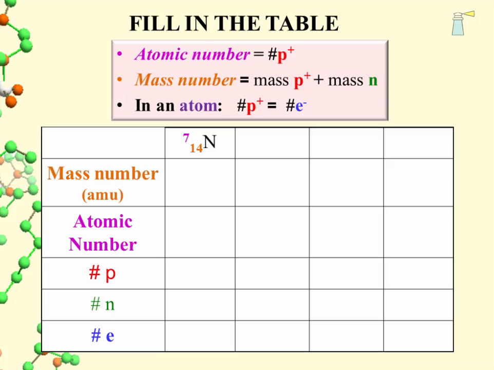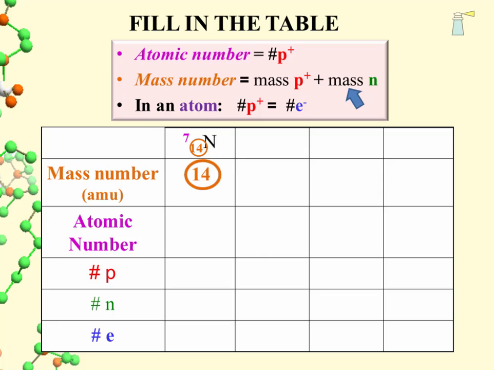We can use nitrogen, as listed in the second column, as a test run and see how the table is compiled. Beginning with mass number, we can use its definition and its placement as the lower number or subscript next to the element symbol N. That's 14.